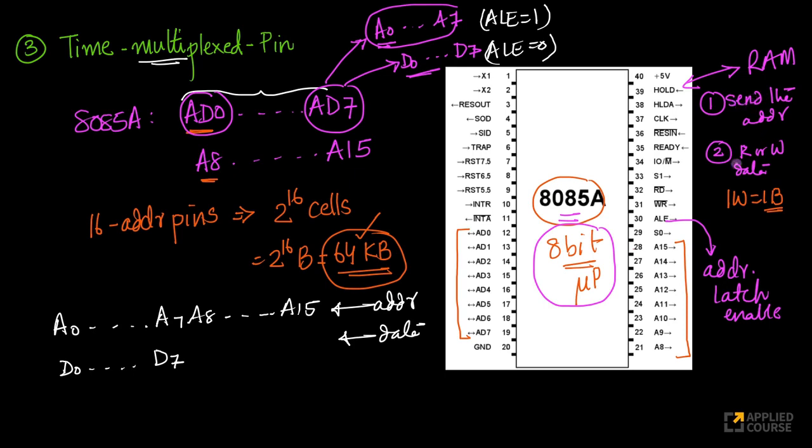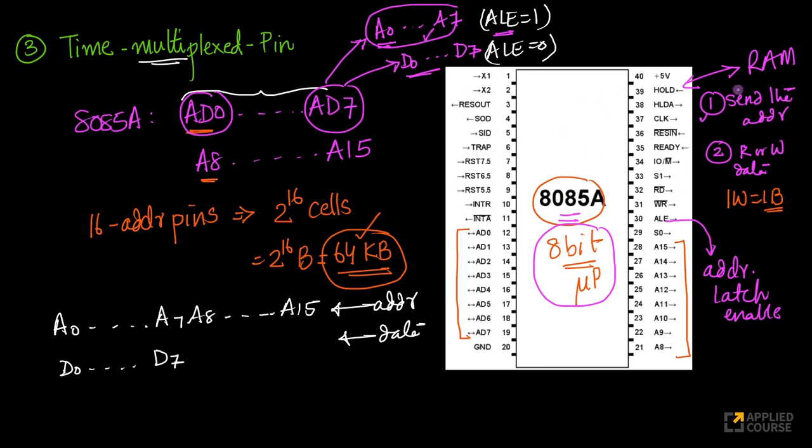these two do not happen simultaneously. First we send the address. When we are sending the address, we'll set our ALE value to 1, because when I set my ALE equal to 1, whatever data is on these bits is treated as an address, right?